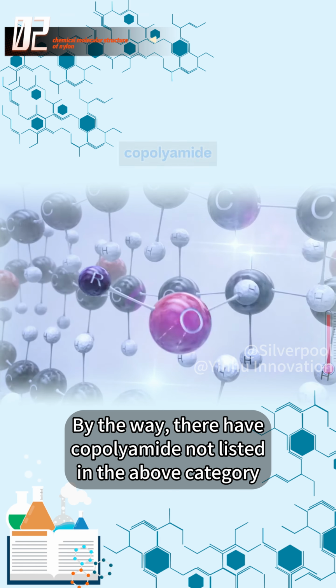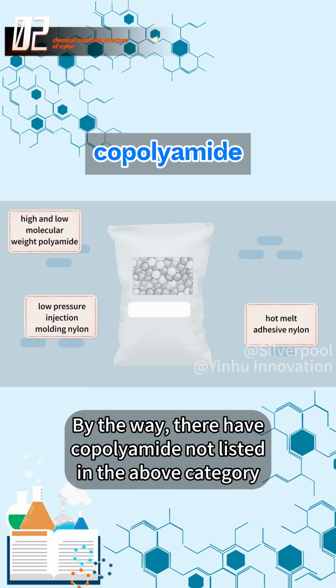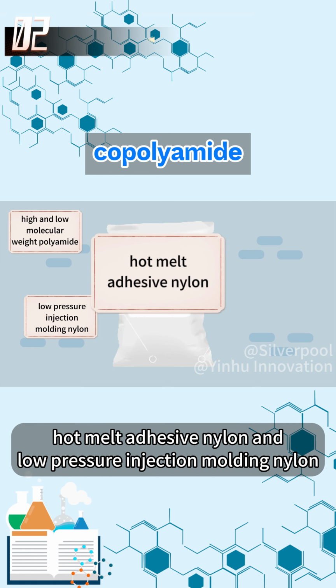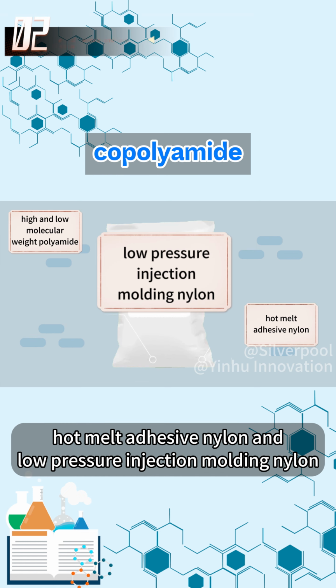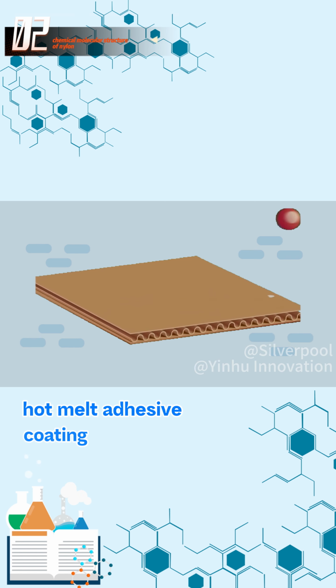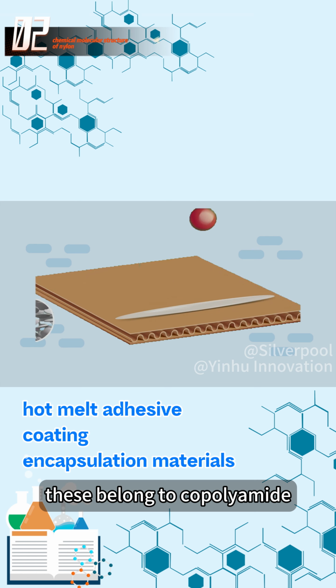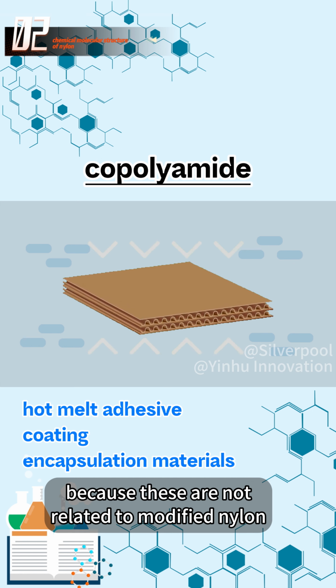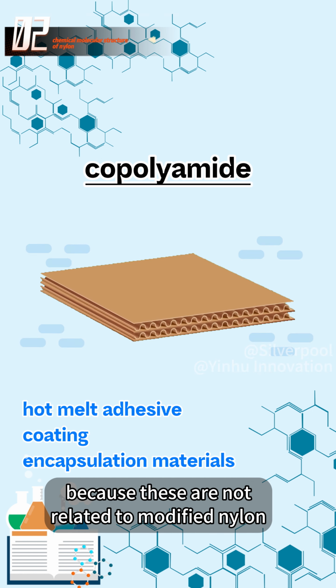By the way, there are copolyamides not listed in the above categories, like high and low molecular weight polyamide, hot melt adhesive nylon, and low-pressure injection molding nylon, mainly used in hot melt adhesive coating, encapsulation materials, etc. These belong to copolyamide. It is not discussed further here, because these are not related to modified nylon.